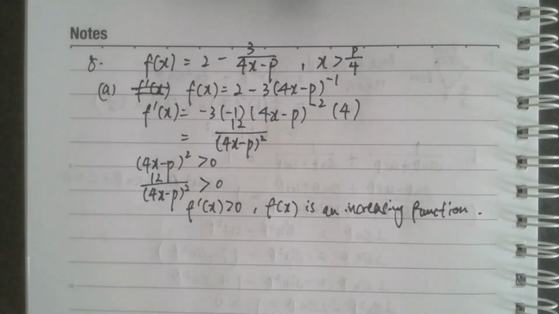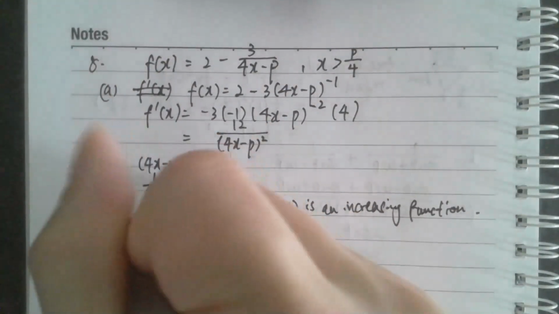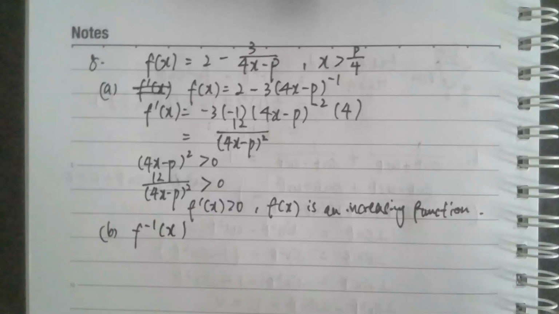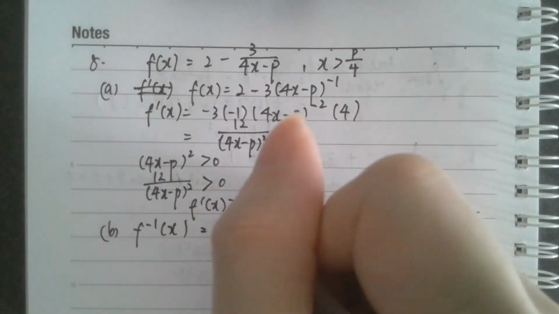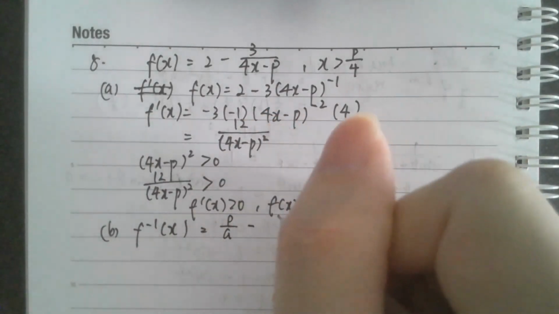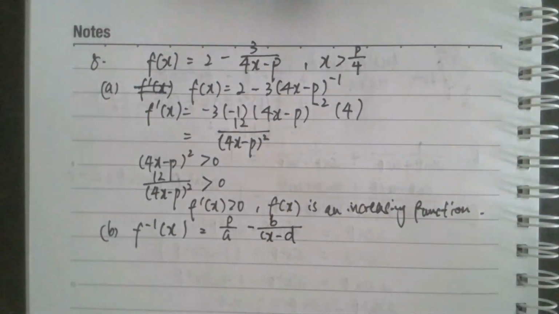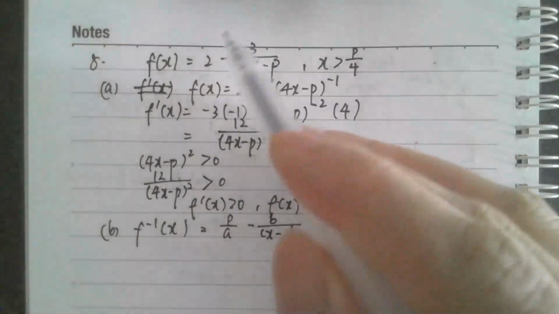Alright, so that's part A. Moving on, part B. Express f inverse. Alright, so you have to read the question really carefully. This is inverse now. In the form p over a subtract b divided by cx minus d, where a, b, c, d are integers. Right, so we're supposed to find the inverse, so let's go through this.